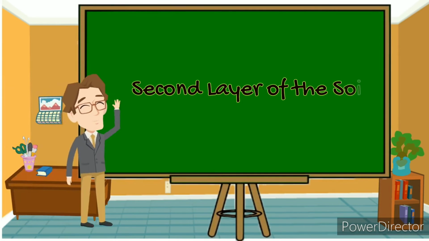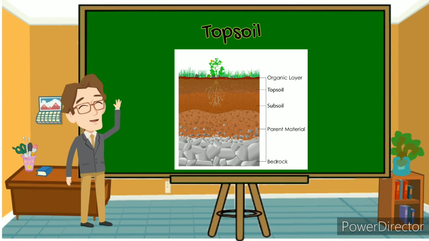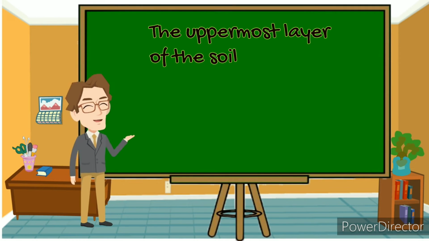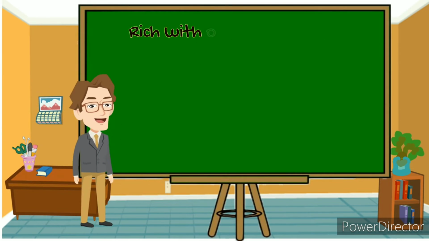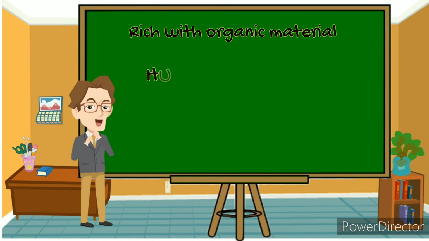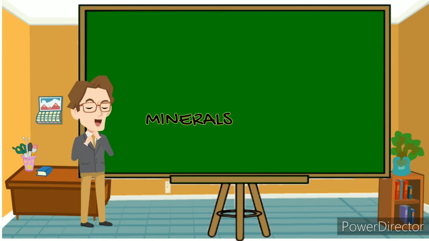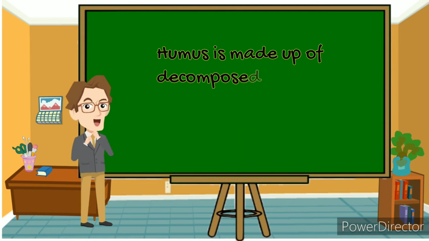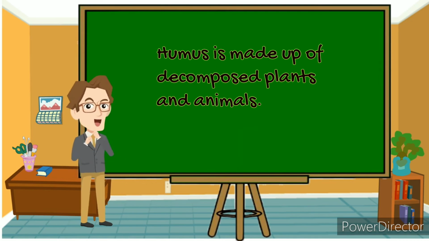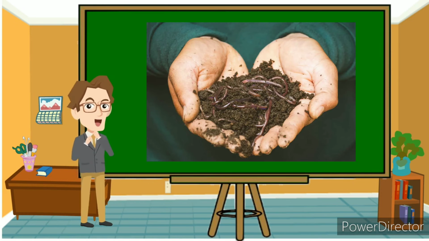The next layer is called topsoil. The topsoil is the uppermost layer of the soil. This layer is rich with organic materials called humus and with minerals needed for plant growth. Humus is made up of decomposed plants and animals. The dark color of the soil indicates the presence of humus. Several kinds of plants can be seen growing in this layer.